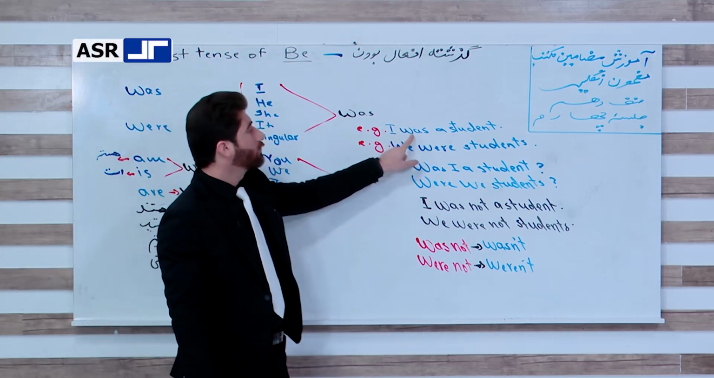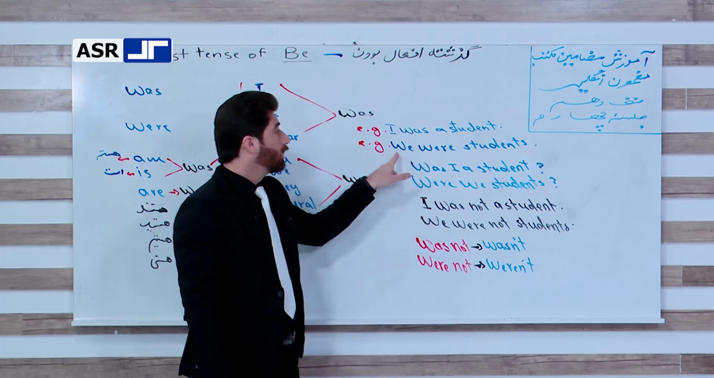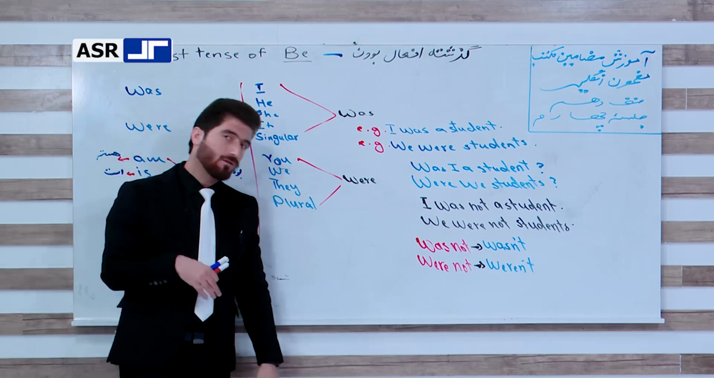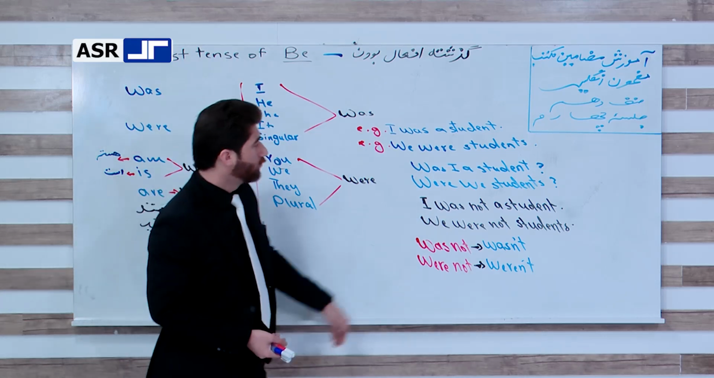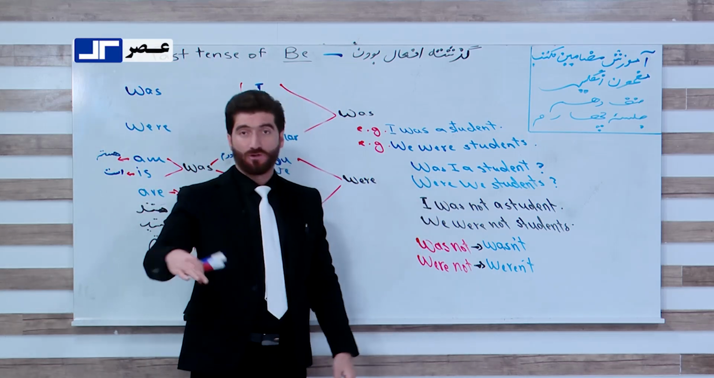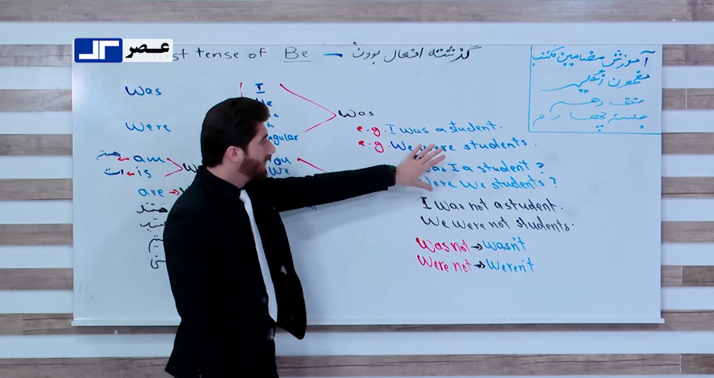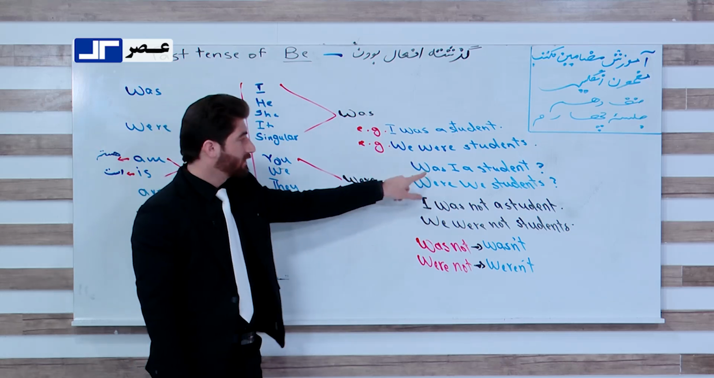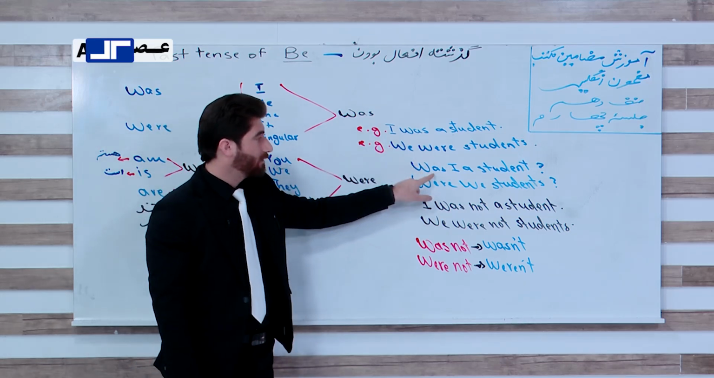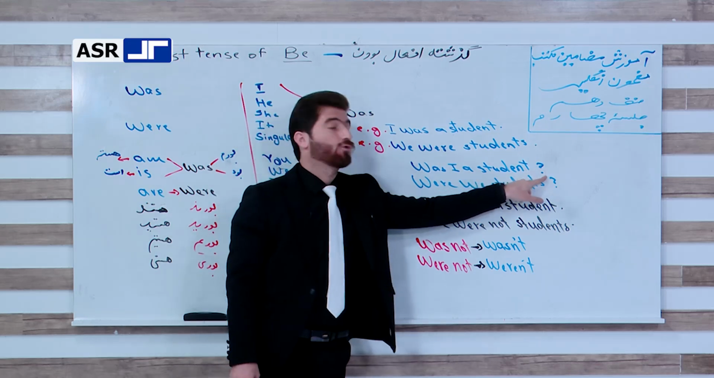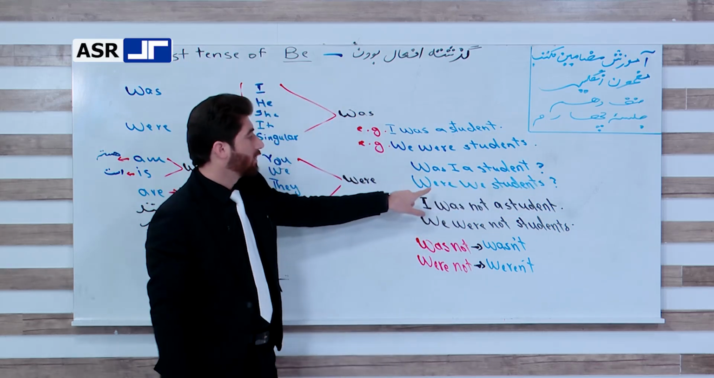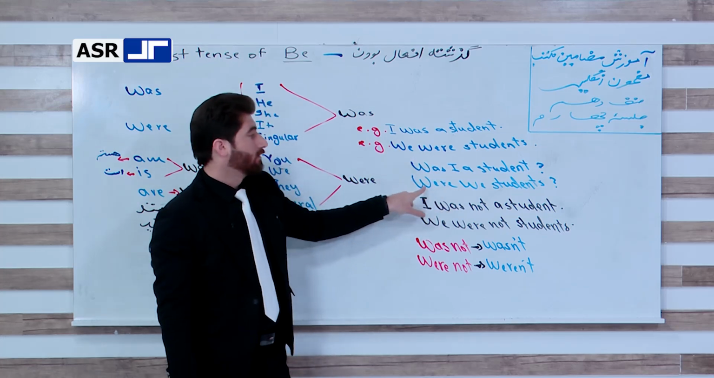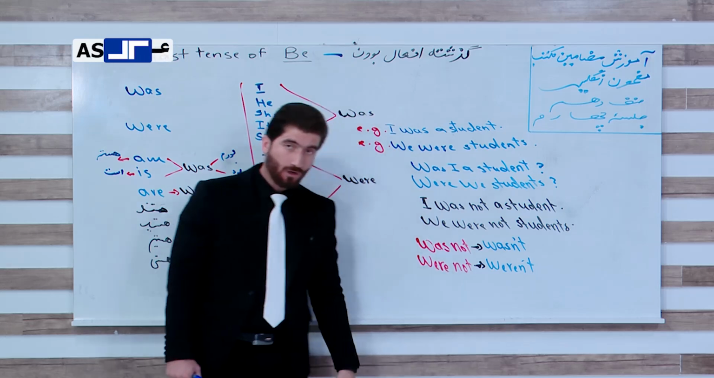Example: I was a student. We were students. If we want to change into question form, we use was and were at the beginning of the sentences. For example, in the first sentence, was comes first. Was I a student? We use a question mark at the end. In the second sentence, were comes first. Were we students?